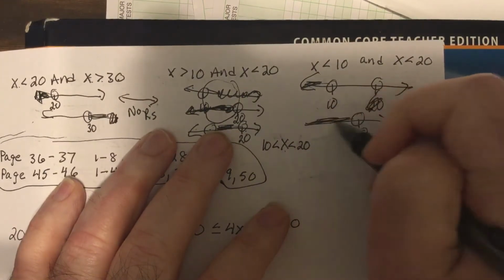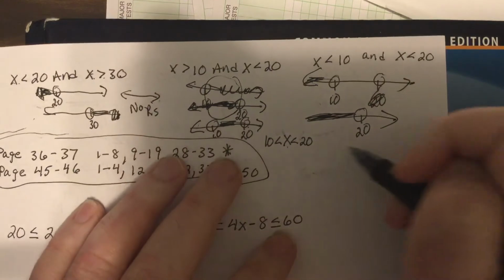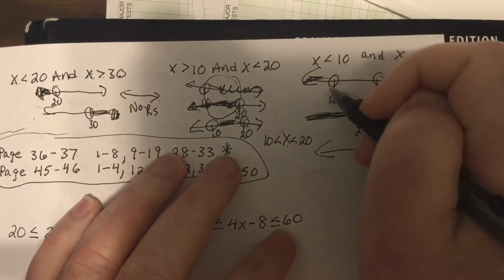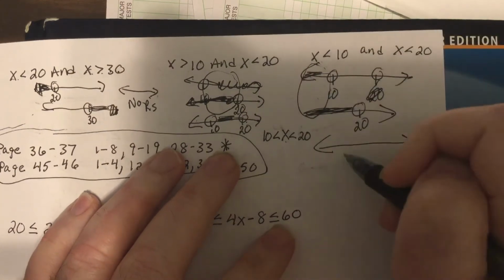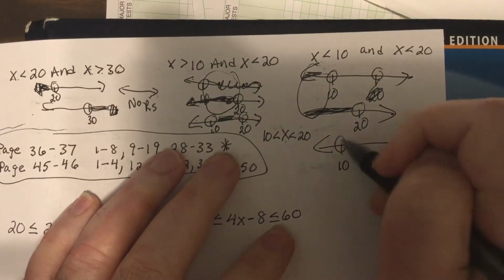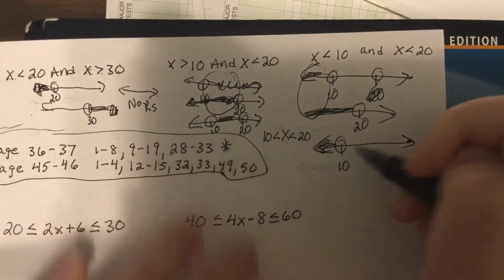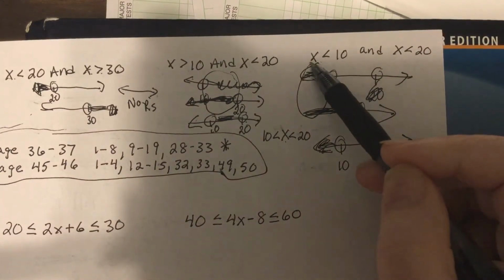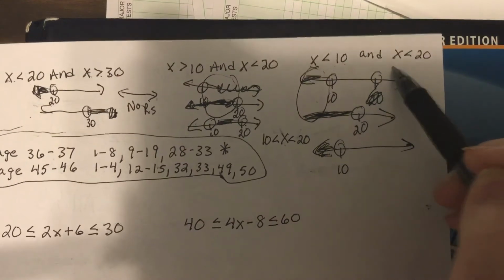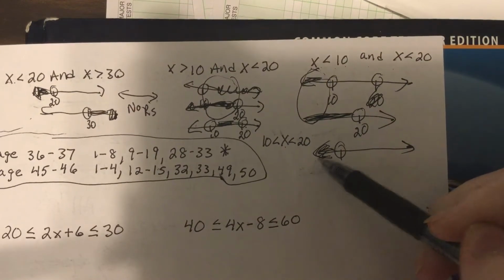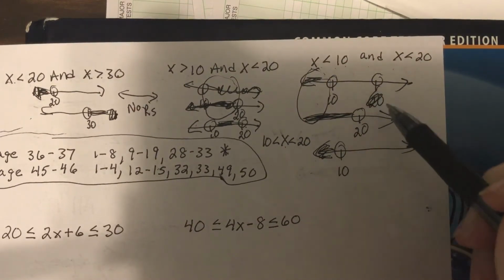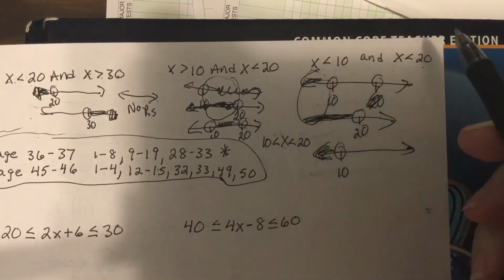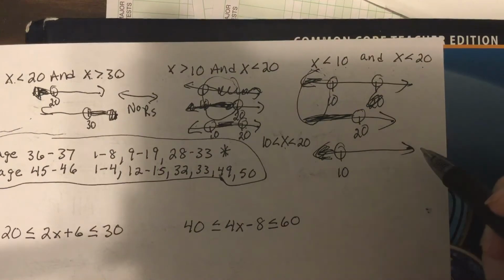Now, where is it true on both? Where is there shading on both? Now, if this was "or", it's the longer one. But "and" is the shorter one, because it has to be true for both. Only things smaller than 10 cause both to be true. Let's try 1. 1 is less than 10, and it's also less than 20. Woohoo! Let's try 15. 15 is less than 20, but it is not less than 10. So it's not part of my answer set.